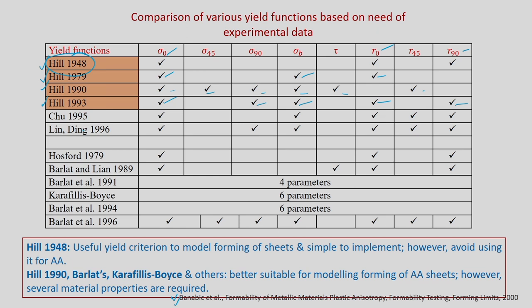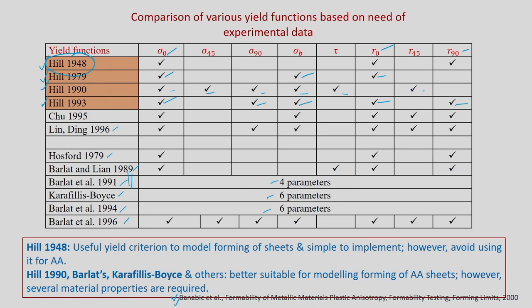There are several other yield functions you can look into. Various yield functions, Hill 1979, Barlat himself has 2-3 important yield functions. You can see 1, 2, 3, 4 and KB is also there. There are 4 parameters in this, 6 parameters in that. So there are several such yield functions available which can predict the forming behavior accurately.